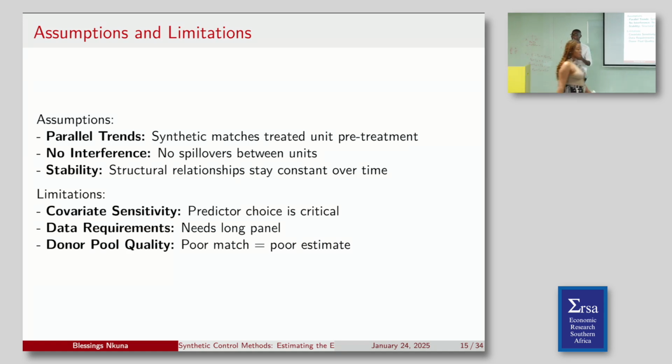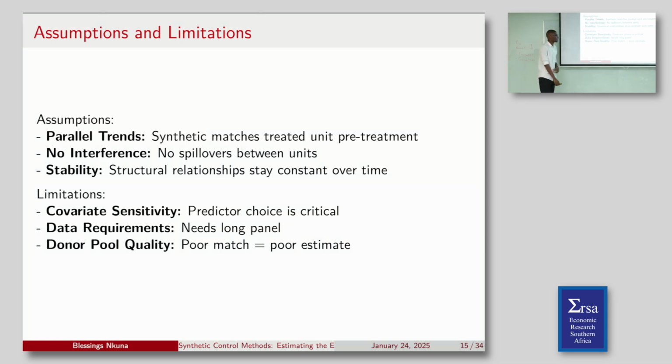There are a lot of policies that are implemented in one place, but they can affect other places. Maybe migration policies can affect here and there. So ideally, this would be called SUTVA, making sure that there's no connection between the treatment and the control. And stability: you want to make sure that the relationship is stable over time.